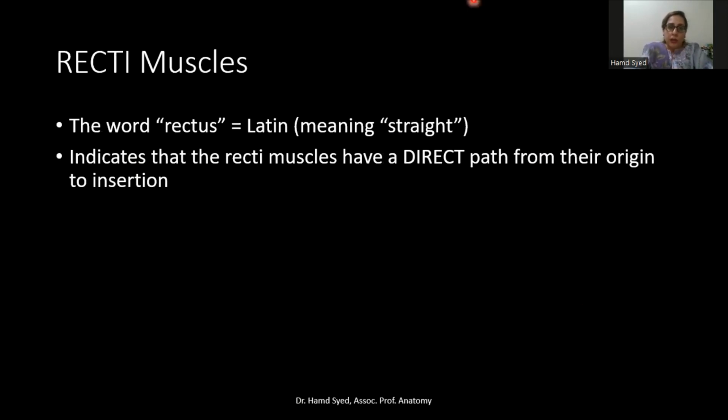So coming over here now to our recti muscles. When we talk about the recti muscles, we know the rectus word is derived from the Latin language and it means straight. This is because their pathway is direct from the point of origin to insertion. So this is something we have to keep in mind about the origin of the word, the name rectus of these muscles.